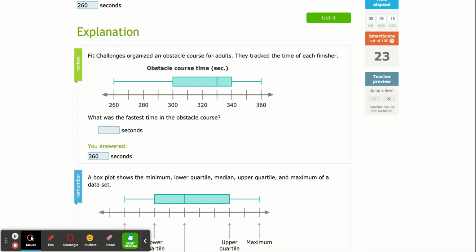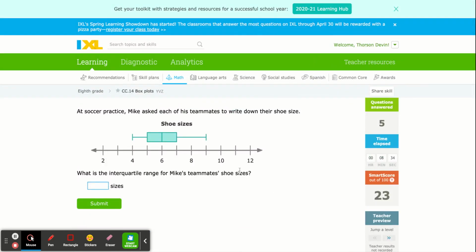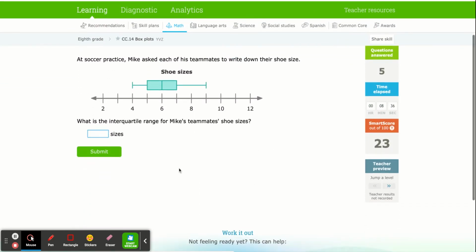Wow, Mr. Thorson's making lots of mistakes. Shame on you, Mr. Thorson. For some reason I just thought faster was higher up on the graph. But this is longer time. This is shorter time. Fastest time would be the shorter time duration. So it would be 260, not 360. Again, pay attention. Don't be like me. Take the time to read carefully.